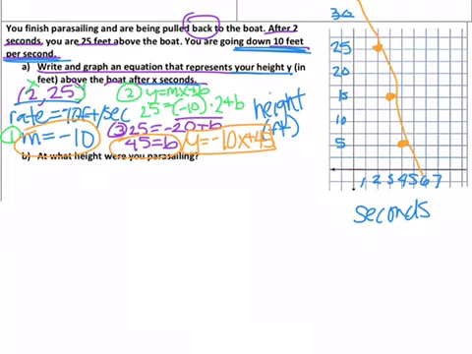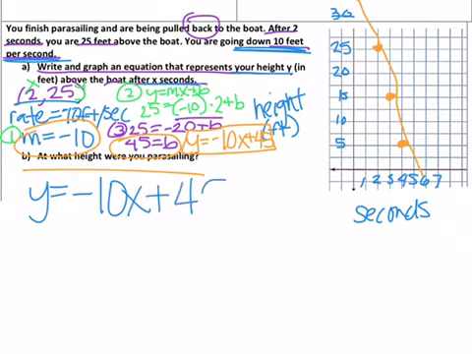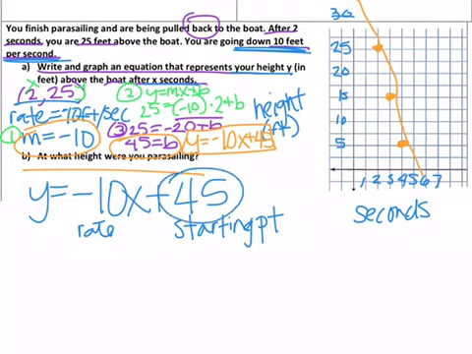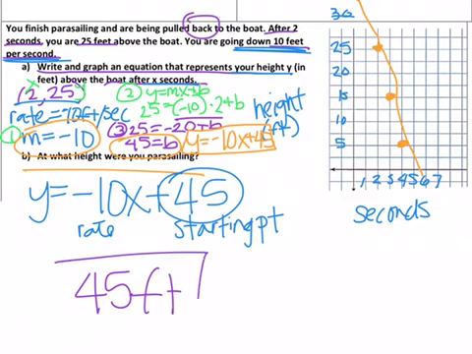So it said to write and graph an equation. We did that. Now it says, at what height were you parasailing? Now guys, if we look at our equation y equals negative 10x plus 45, negative 10 was our rate, and positive 45 is our starting point. It's our y-intercept. Guys, this is where we started from. We started at 45 feet above the water, or above the boat, and that's your answer.